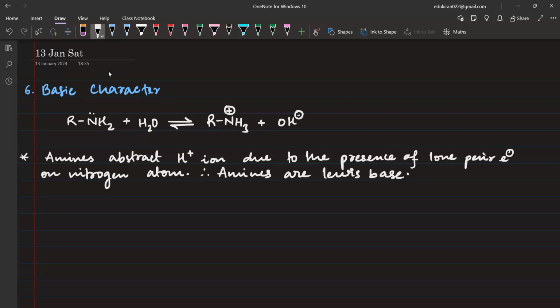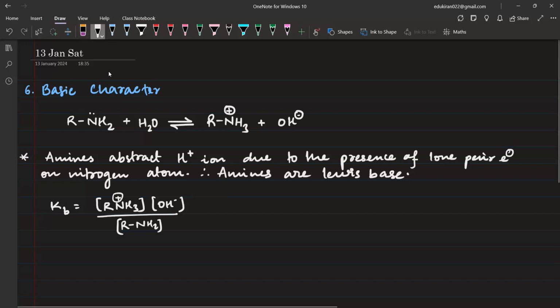After this, you'll write the Kb for amines, it is equal to the concentration of RNH3 positive into OH negative divided by RNH2. We don't take concentration of liquid in the equilibrium constant reaction. Now, since this is Kb, that is the dissociation constant of a base, and as the concentration of OH negative would increase, the numerator is increasing, and that is why the whole value will also increase.